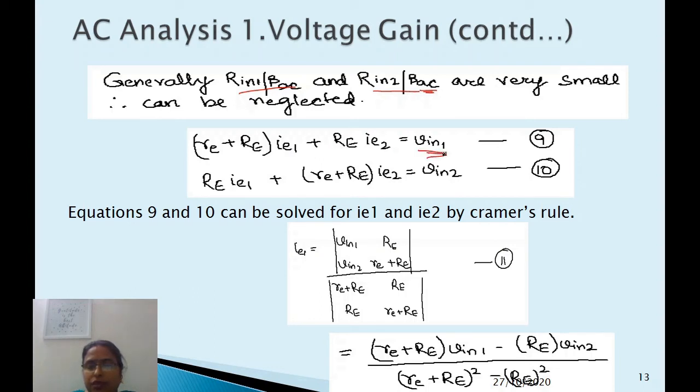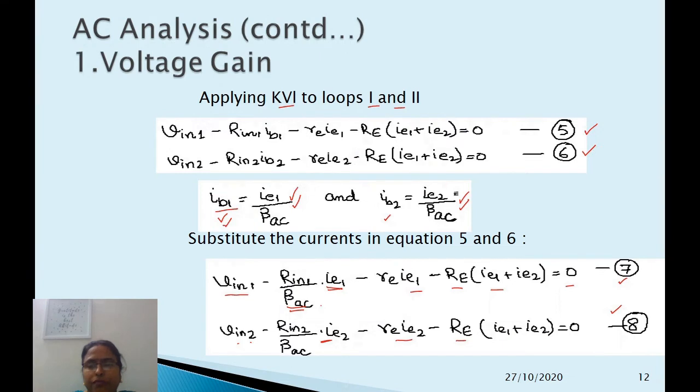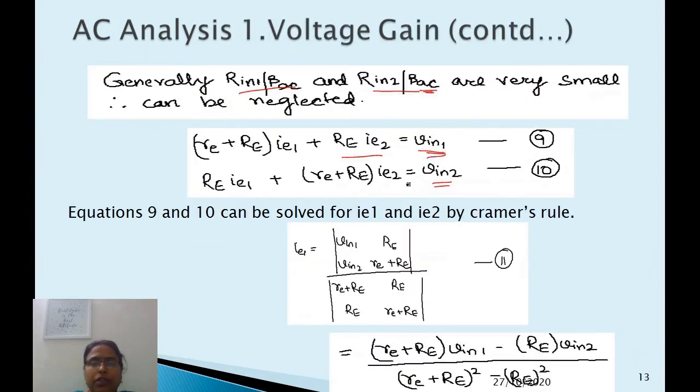We have taken Vin1 and Vin2 on one side and the other terms on the other side of the equation. Like this, taking IE1 into (RE plus RE) plus RE into IE2 equal to Vin1, and similarly for the second equation with I1 and I2. Clear? So solving these equations and ignoring the term Rin1 upon beta AC, we will get these two equations, 9 and 10.